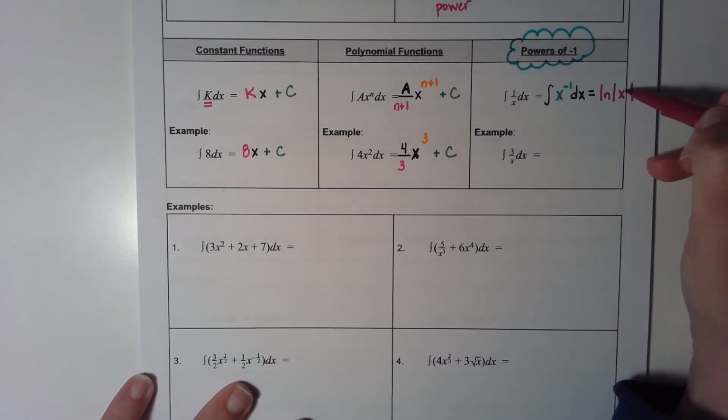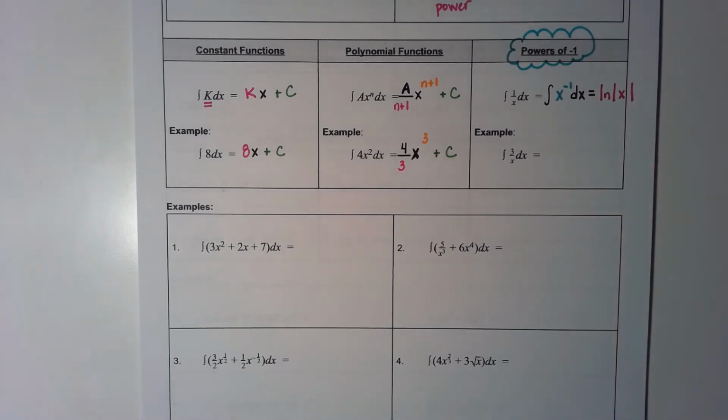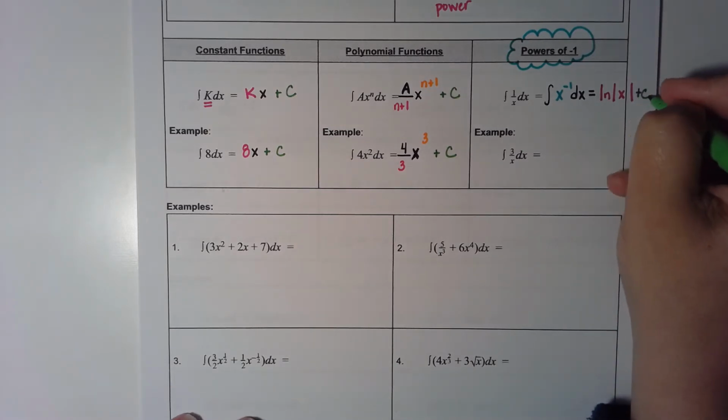Now you'll notice I'm putting an absolute value there. That is because the natural log has a domain restriction where you're only allowed to use positive numbers. So to make sure you don't get an undefined value, you need to put an absolute value there. And then you would put plus c.